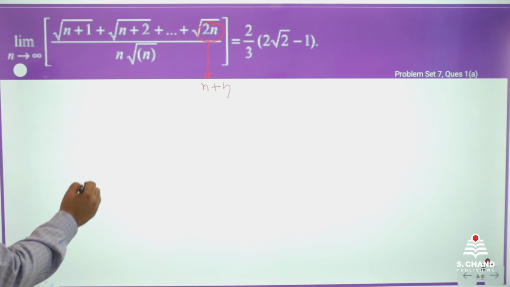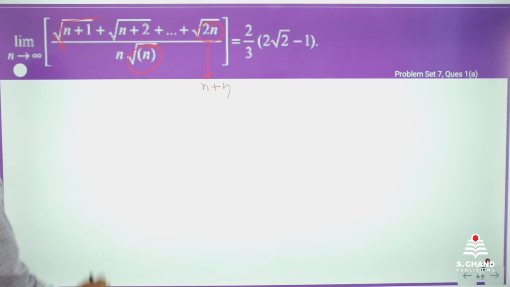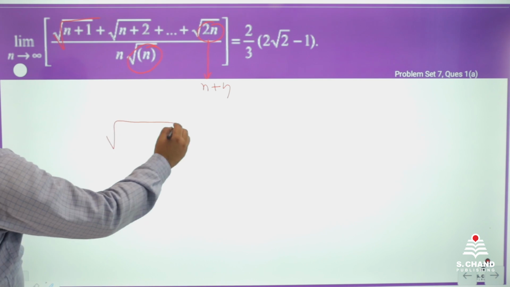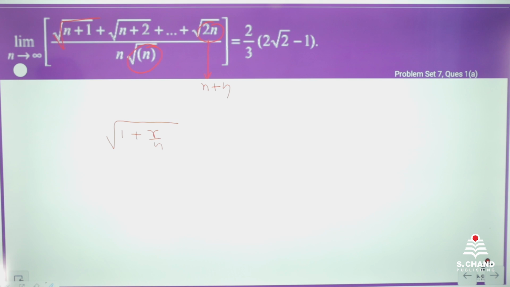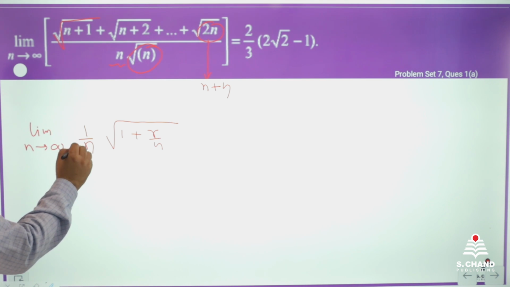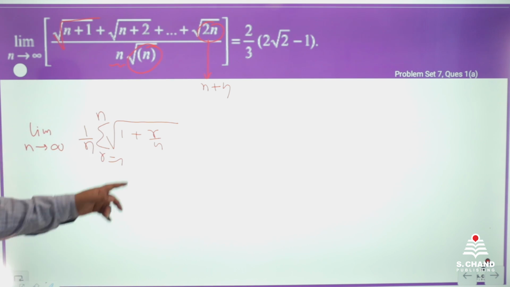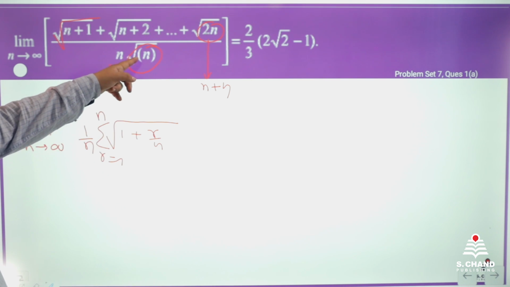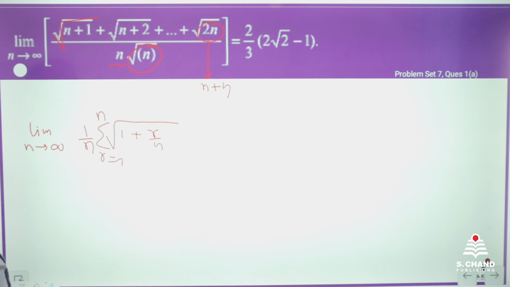So the general form can be written as, and this root over n can be taken out of each root. So the general form can be written as 1 plus r by n, right? So this is 1 plus r by n and 1 by n outside. This n you can take outside, where limit n tending towards infinity and sigma is from r equal to 1 to n, as you will get 1 plus 1 by n as the first term and 1 plus n by n as the last term.